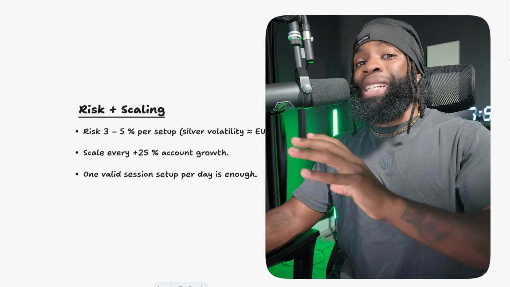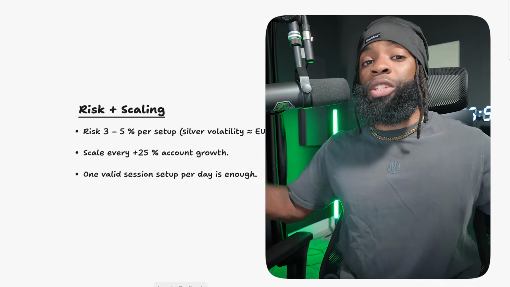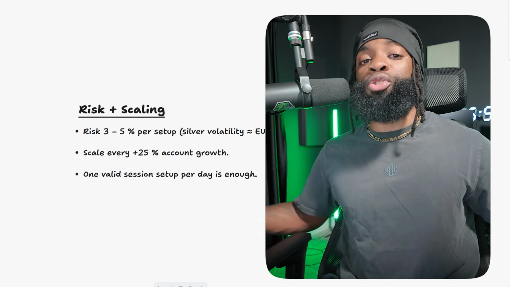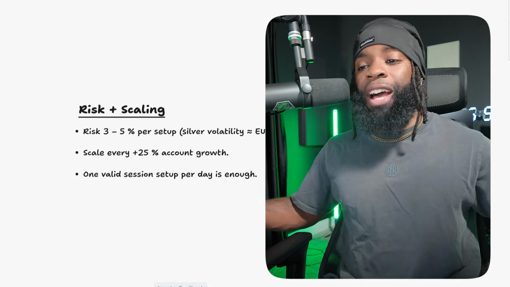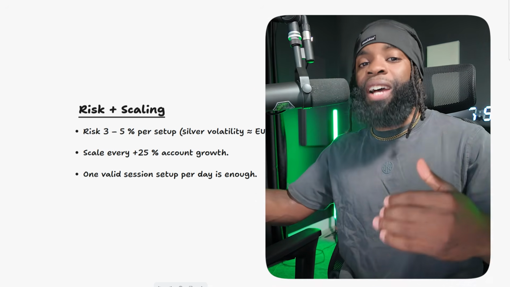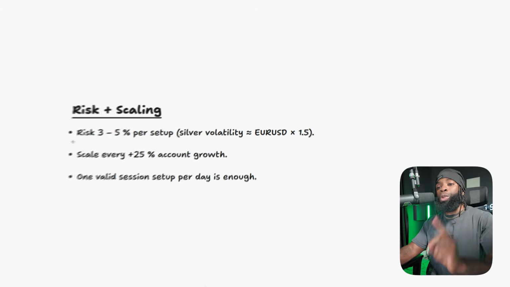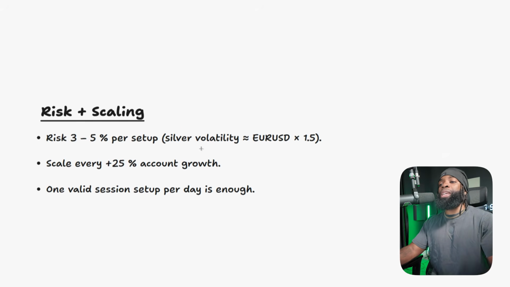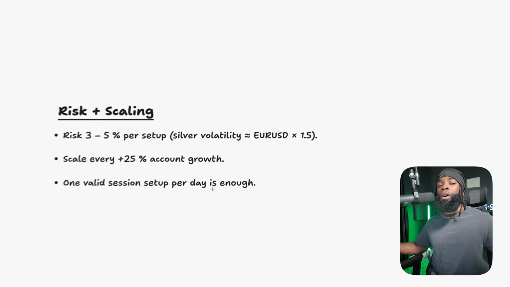So when it comes to risk and scaling, this is the most important part to really grow your account and actually get withdrawals from $100 to $10,000 or even a $10,000 to $100,000 account. You want to always risk anywhere from 3 to 5% per setup. Remember, silver isn't gold, but it's still volatile. And then you want to scale every plus 25% growth on your overall account.